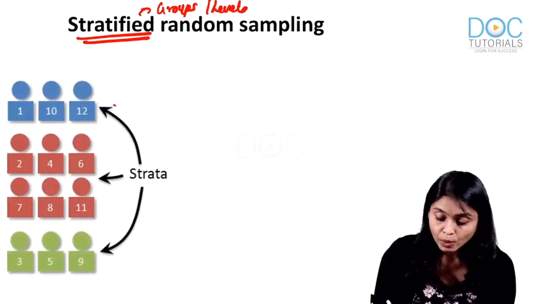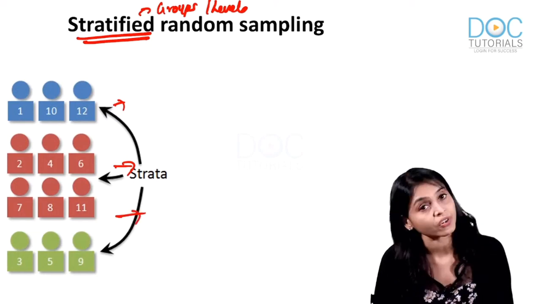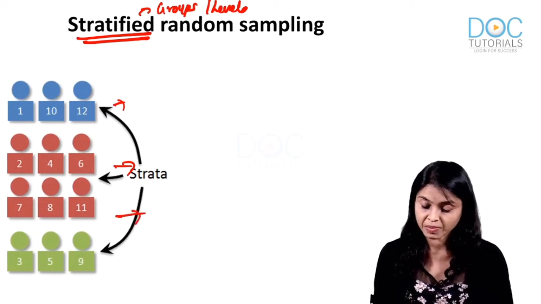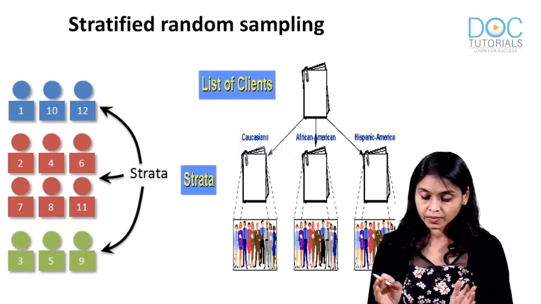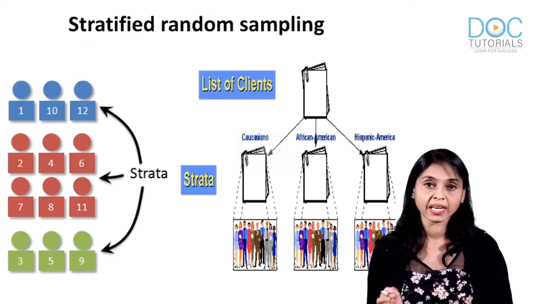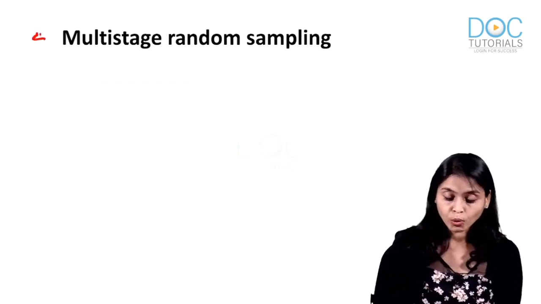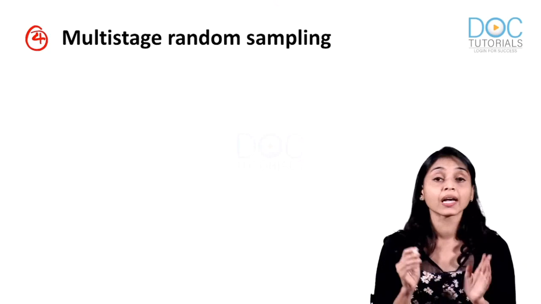Then you are taking equal number randomly from each strata. Okay, so that is an example for stratified random sampling. So this is also an example for stratified random sampling where you are stratifying the population into various groups. And the fourth one is multi-stage random sampling.